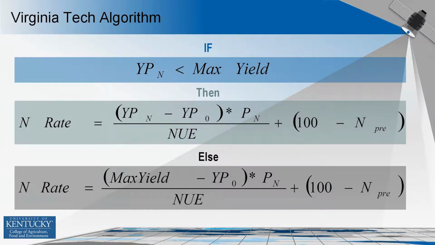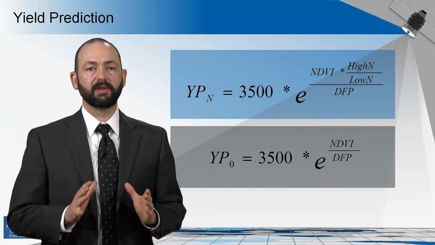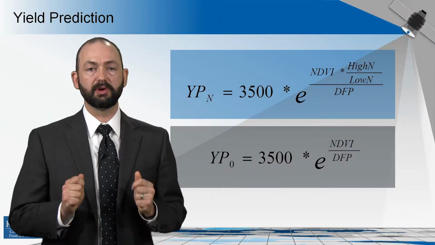But the else statement says if that's not true, if the equation is predicting a yield with nitrogen that's greater than the max yield, which if we remember is a producer-entered input that we enter as we pull up to the field, that this is the max yield I think I can get in this field, then instead of predicting the yield with nitrogen, I'm just going to use that value that the producer or the applicator entered in there. So at the heart of this algorithm is the yield prediction equation.